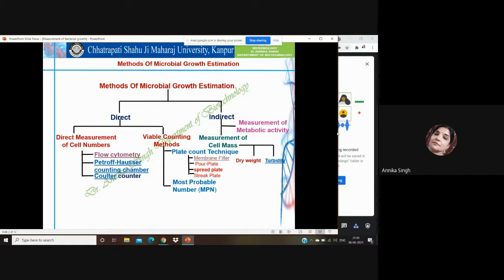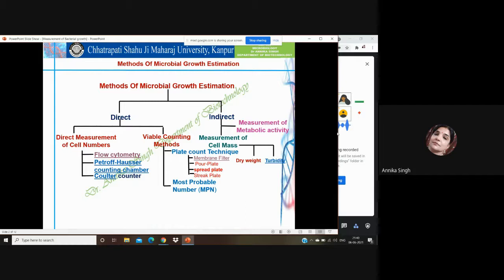So, there are many ways to measure microbial growth to determine growth rate constant and generation time. However, the most appropriate approach depends on the experimental situation. So basically, the microbial growth estimation methods can be explained in two ways. One is the direct methods, and another comes in the category of indirect methods.